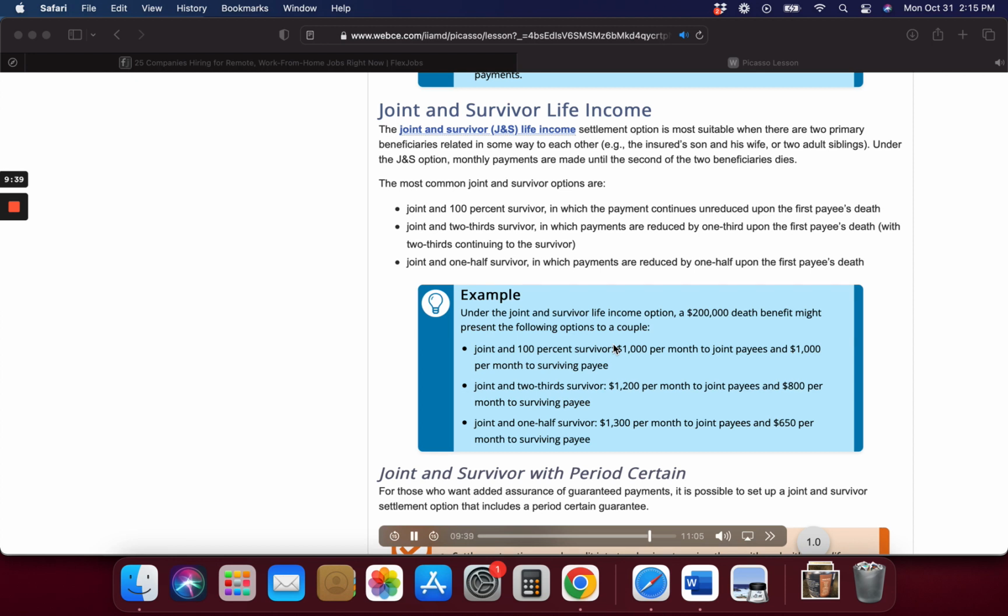Joint-and-survivor with period certain. For those who want added assurance of guaranteed payments, it is possible to set up a joint-and-survivor settlement option that includes a period certain guarantee.